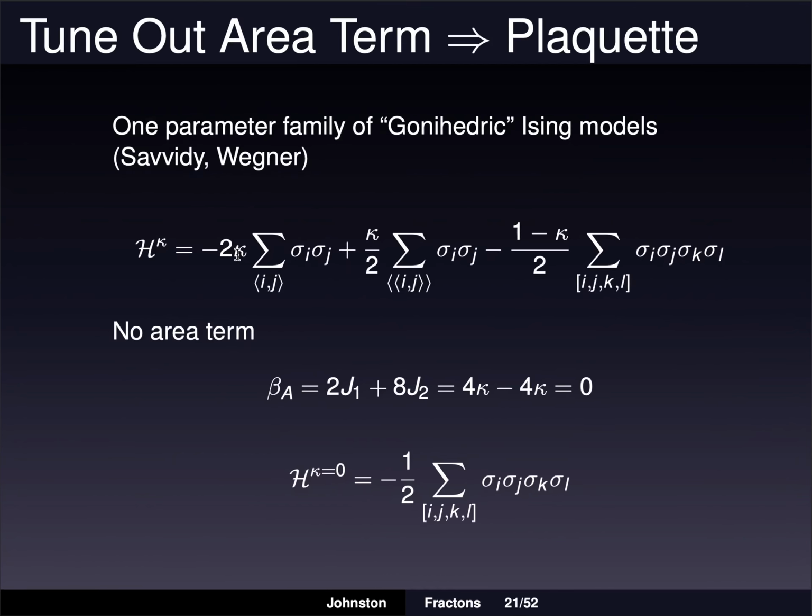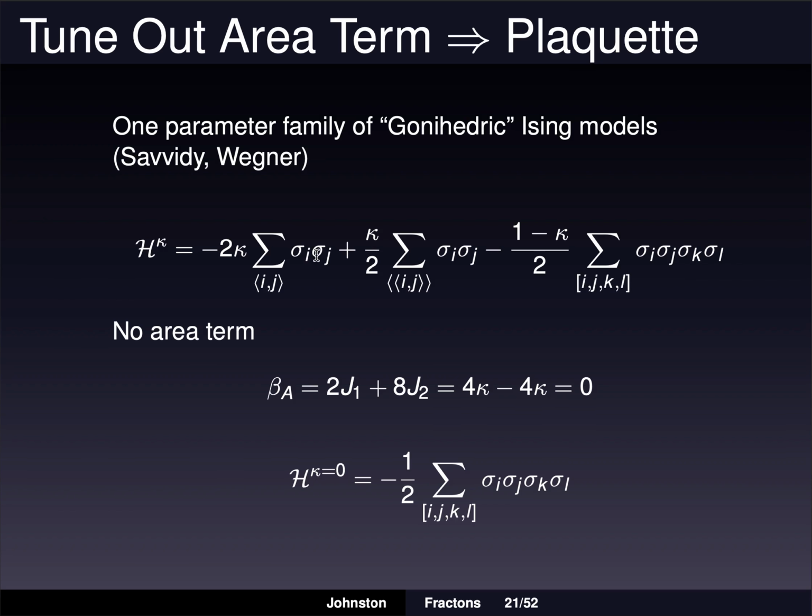So this Hamiltonian, which was first investigated by Savvidy and Wegner, who also invented lattice gauge theory, by the way, can be written out like this. So the next to nearest neighbour and the nearest neighbour term have differing signs and a factor of 4 difference in their couplings. So there's a free parameter in this model, kappa, which also will appear in the coupling of the plaquette term as well. So if there's no area term, this Hamiltonian is the one that you want.